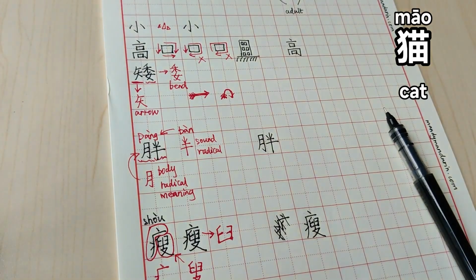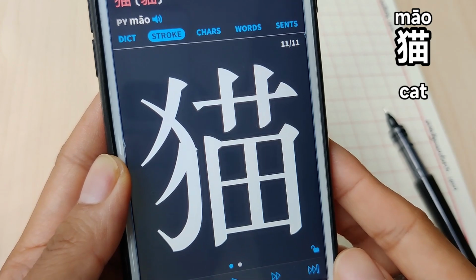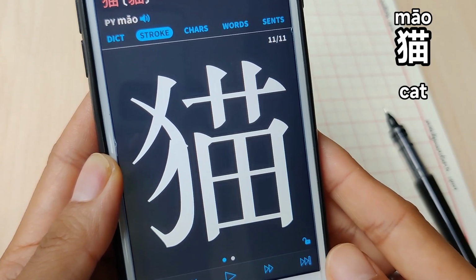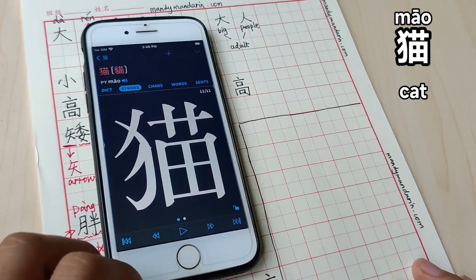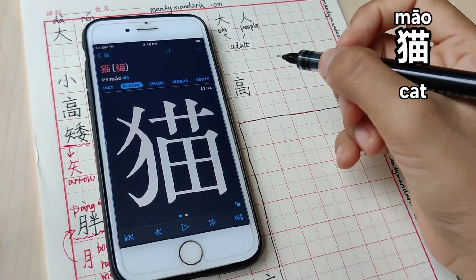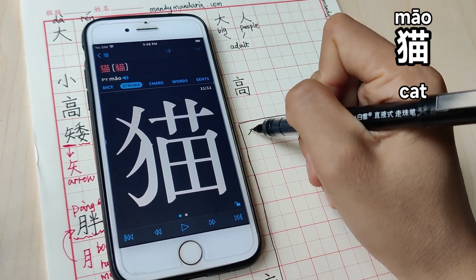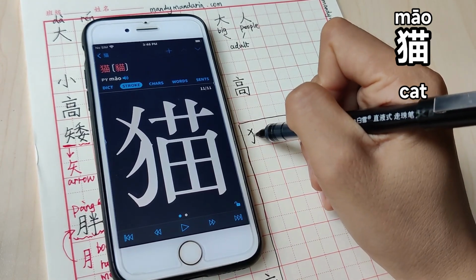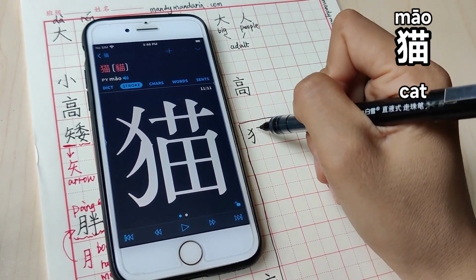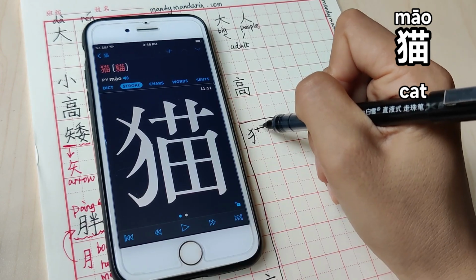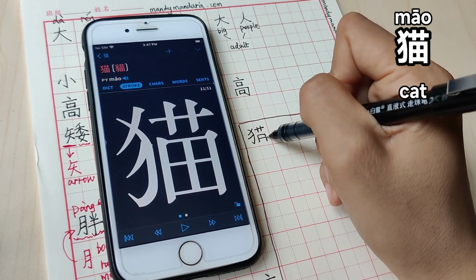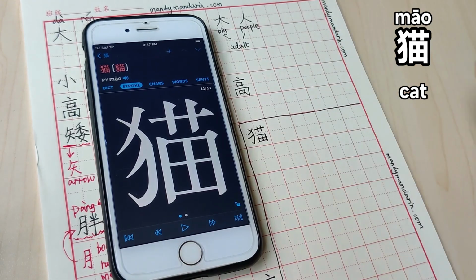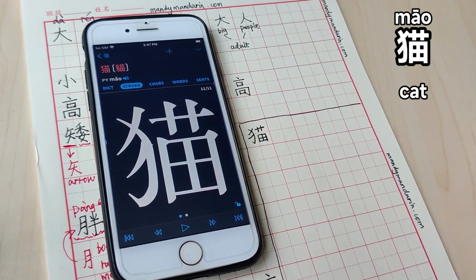The first word we will need is 猫, cat. So we can see it's a left-right structure. We'll start from the left part. So we go 1, 2, 3, and then this is 猫. This is a very interesting word.